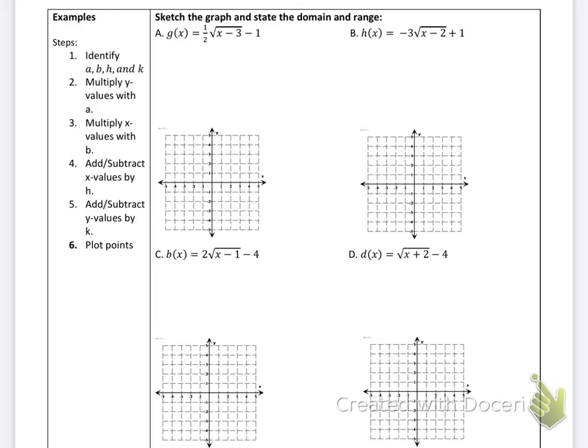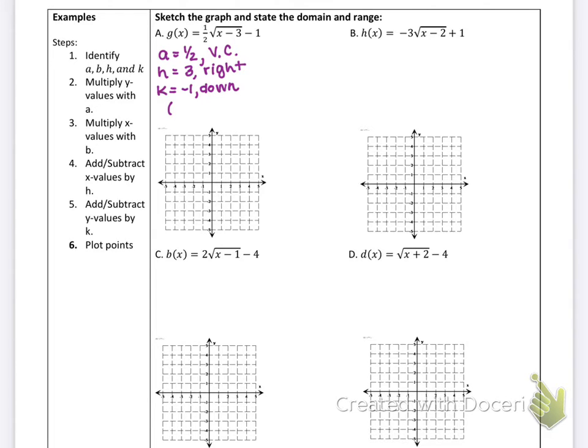All right, so we're going to go ahead and go over some examples now that you have a better idea of what the square root function is and how to find its domain and range. So the first thing we're going to do is identify our a, h, and k. Remember, although the steps say a, b, h, and k, it's really important that we only focus on a, h, and k and not the b, okay?